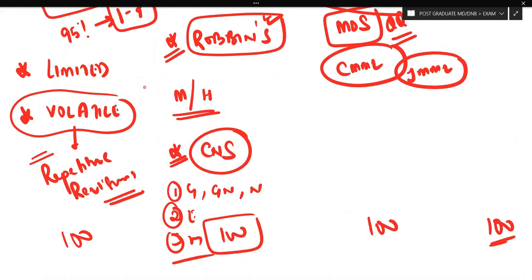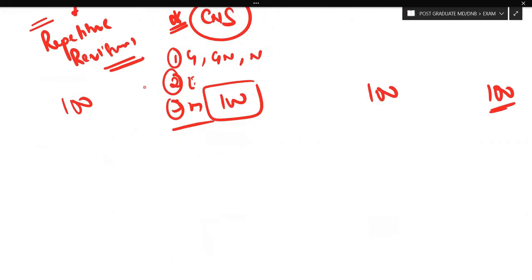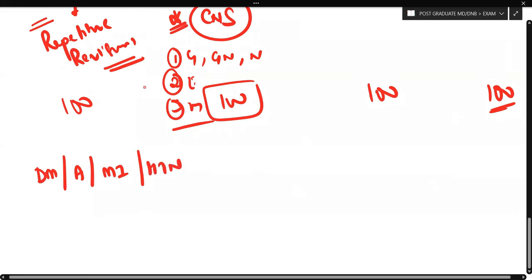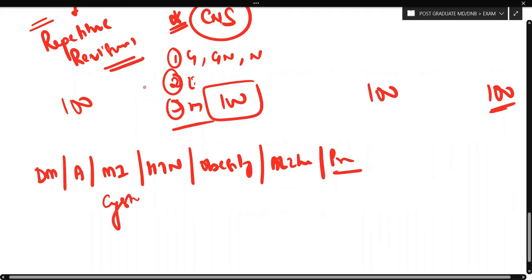Another very important thing I want to tell you before I go to paper number 4 with the theory. There are certain basic systemic questions. For example, diabetes mellitus, atherosclerosis, myocardial infarction, similarly hypertension, obesity, Alzheimer's disease, prion disease. There are certain systemic disorders that are quite generalized in nature. I can even add cystic fibrosis.